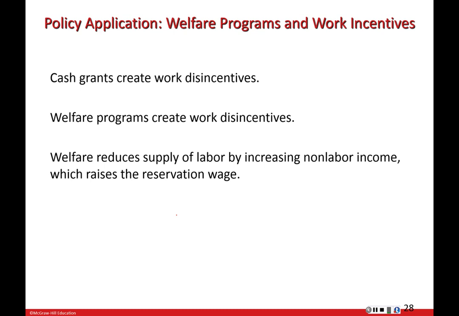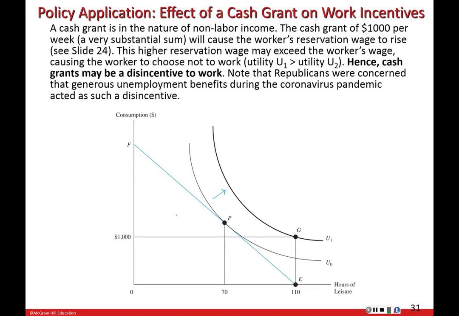So let's look at the microeconomic theory of this in more detail. Let's first work with a cash grant. The story is as follows. In the beginning, the worker has no non-labor income, so his point of no work is in fact point E. He has zero non-labor income, V, capital V, is equal to 0. And so this is his budget line.